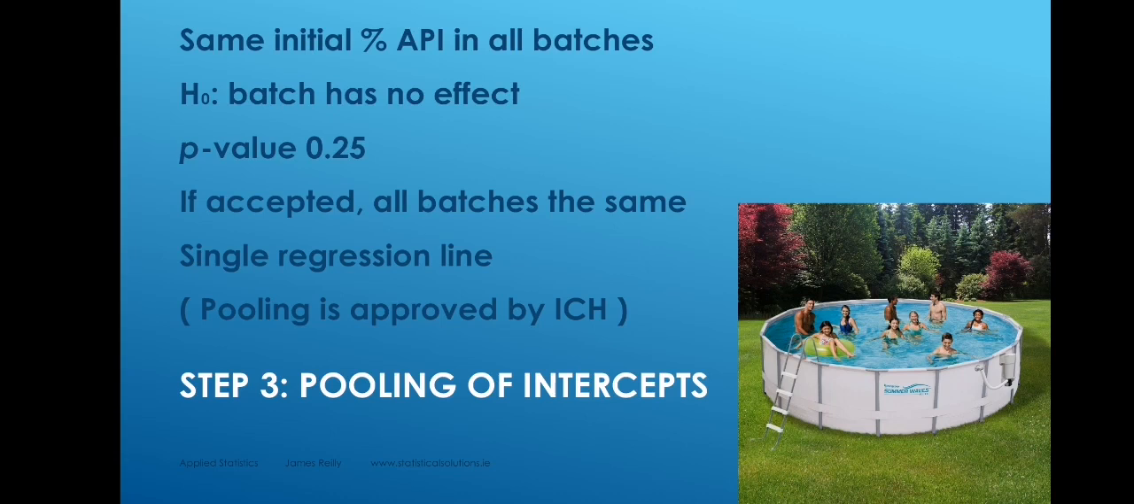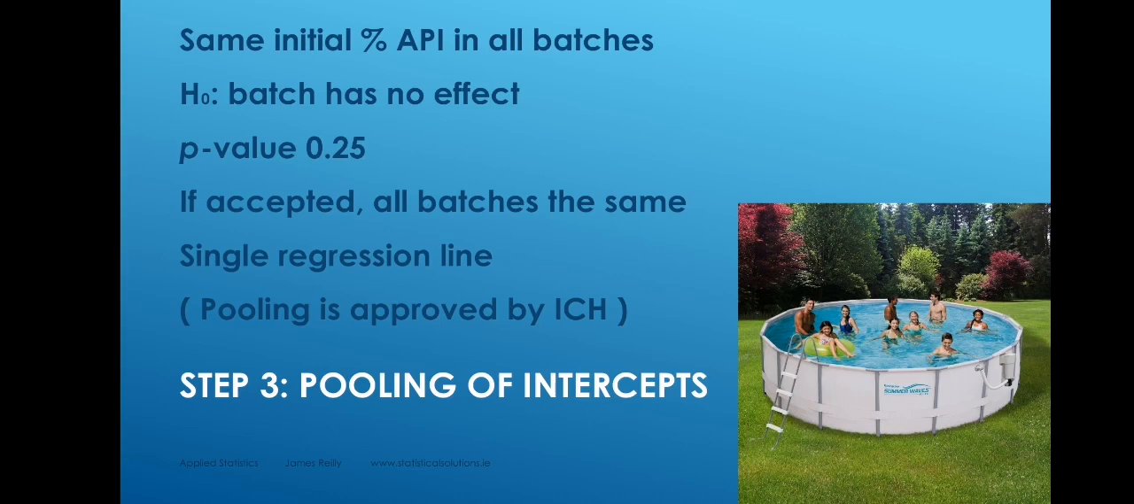And if we reach a suitable shelf life at an earlier pooling step, we don't even bother to proceed to later pooling steps because we already have an adequate shelf life. But we take these steps in sequence if the data allows us to. So if we accept this null hypothesis, then we can say the batches are all the same. They begin with the same quantity of active pharmaceutical ingredient and they degrade at the same rate.